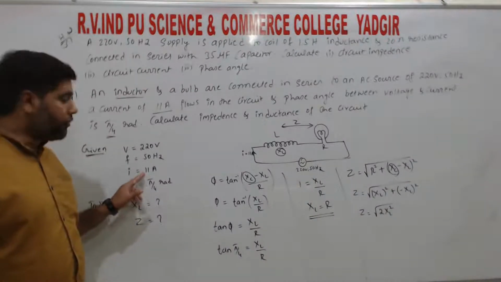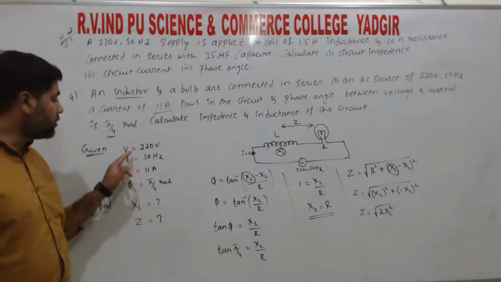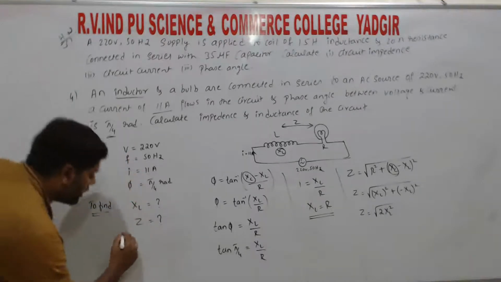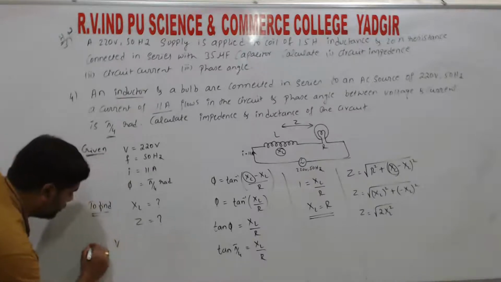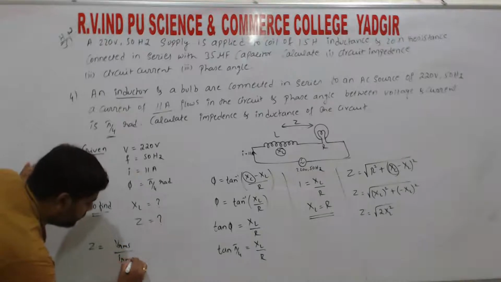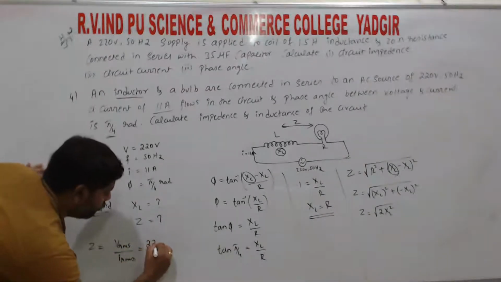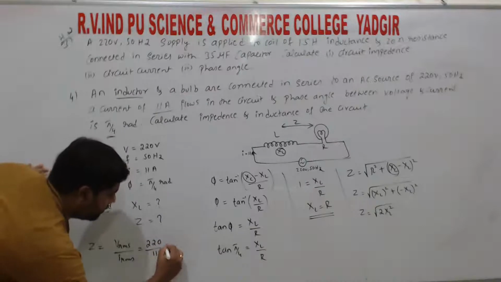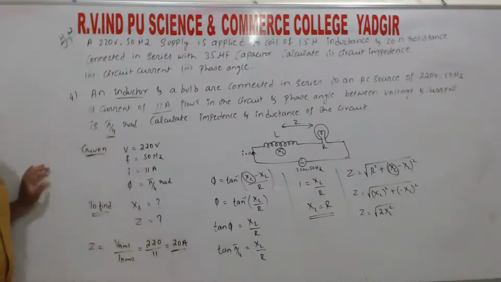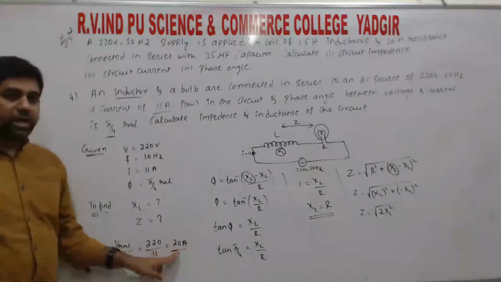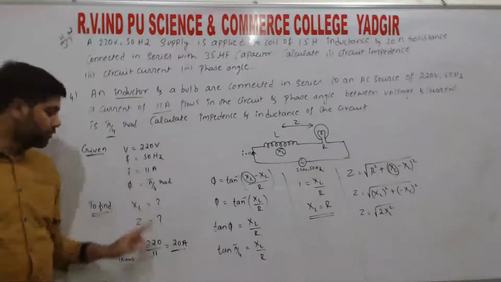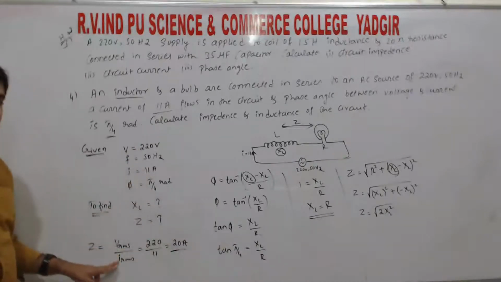Z we can find from V and I. So this is the RMS value of voltage and I is the RMS value of the current. So again we use the last relation, Z is equals to VRMS by IRMS, right? So that is equals to 220 divided by 11, that means 20 ohm. So the Z value is 20 ohm, because VRMS and IRMS are given. We know the relation Z is equals to Vrms by Irms.